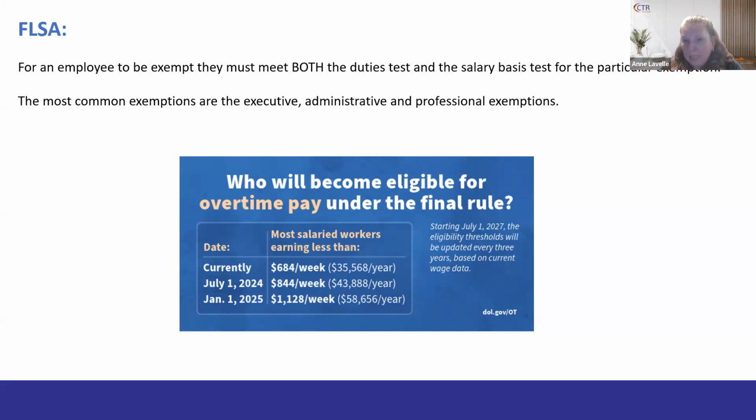If you are not paying them the $684, it doesn't matter about their discretion and judgment or anything else, because if you fail the salary basis test, which is a pretty black and white test, either you're paying it or you're not, you're out of the ballpark already. You will not have an exempt employee if you're not currently paying them $684 a week.